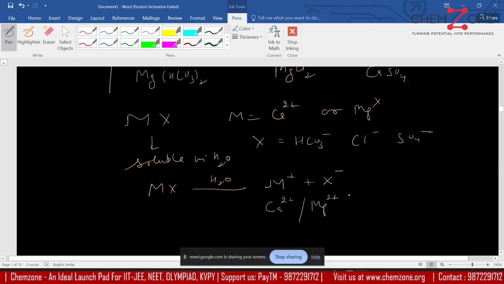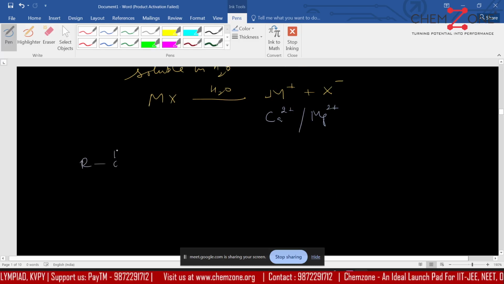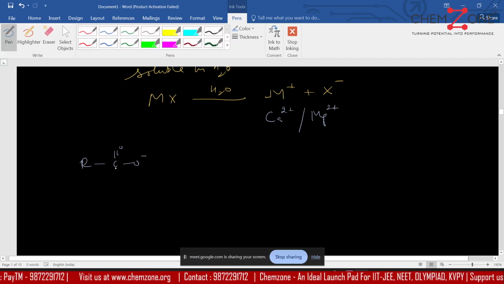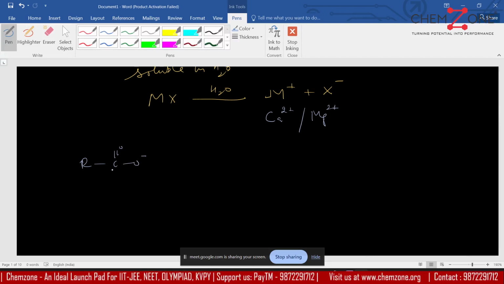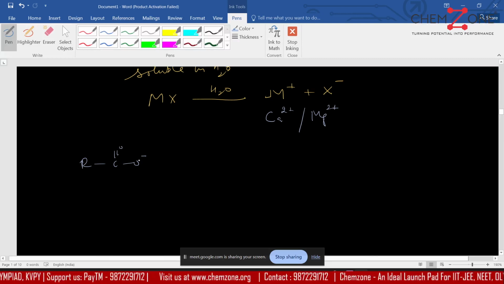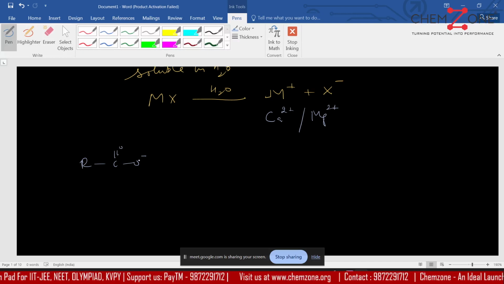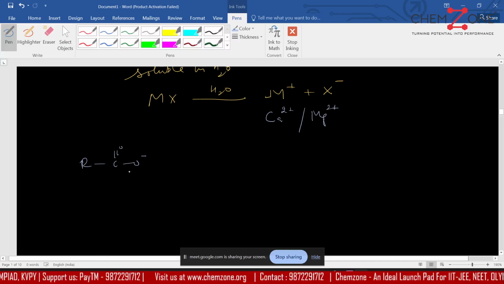Now coming to the soap part. RCOONa is produced from the soap, right? RCOONa is formed from the soap. This concentration increases to CMC. CMC means what? Critical micellization concentration. And then the micelle formation takes place, right?